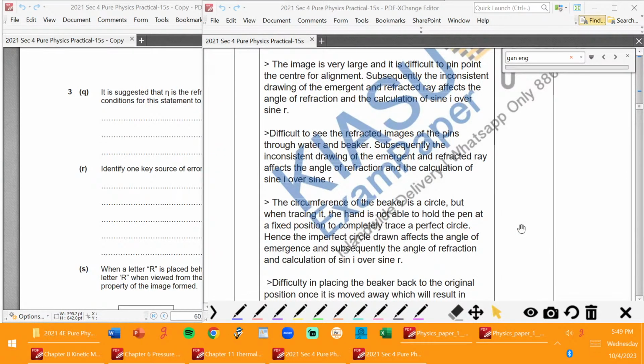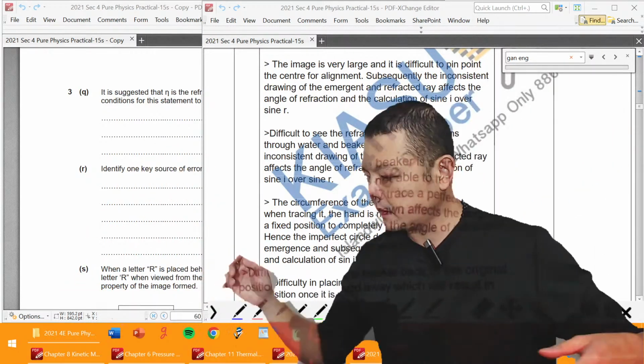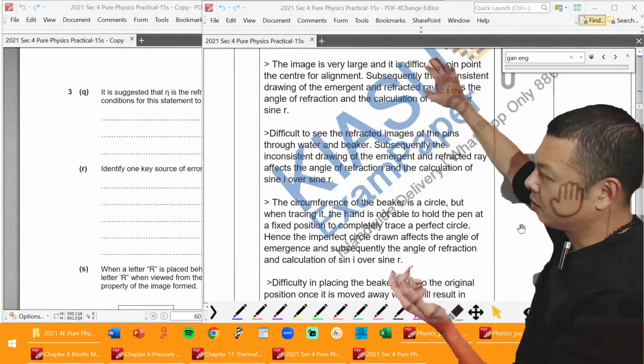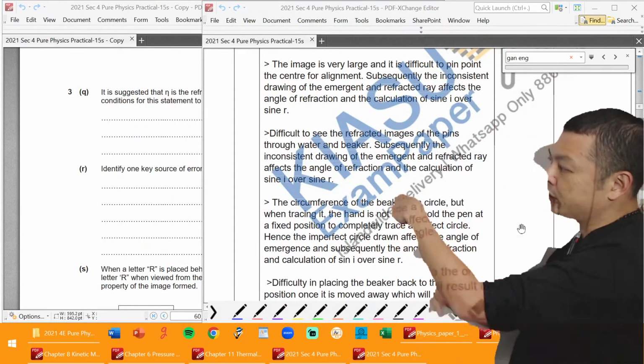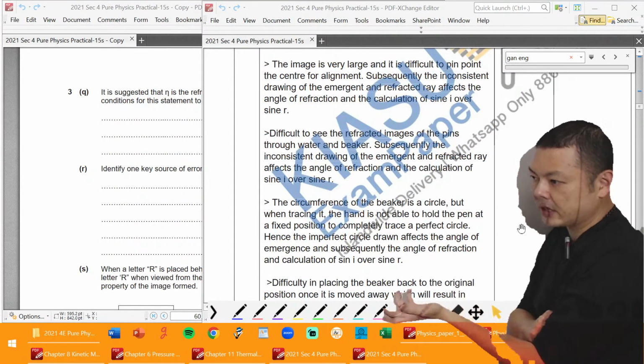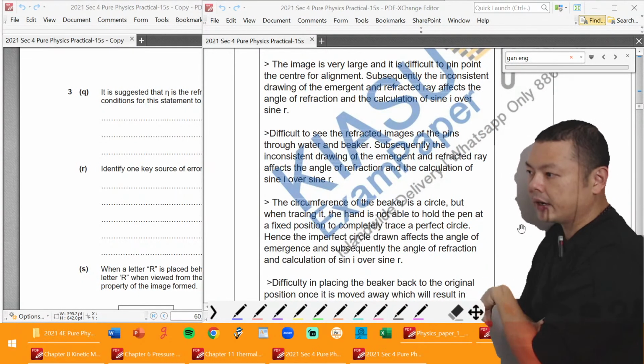If the pins are large, causing large holes, it will be difficult to draw an accurate line. This is a key source error that cannot be avoided. Yeah, show it to them. But it's not here. Strange. Usually it's a very common thing. But I also agree with this one. I also like this one, placing the beaker back in its original position.